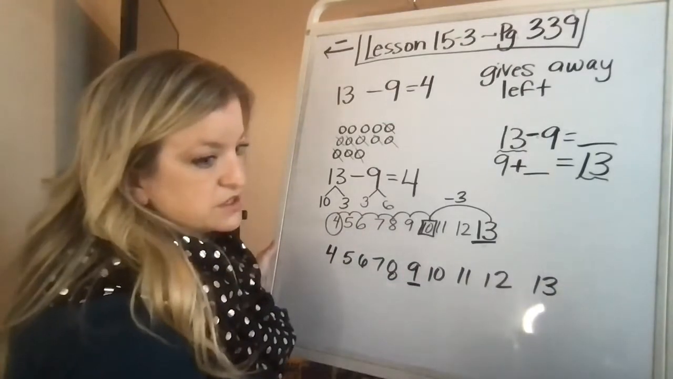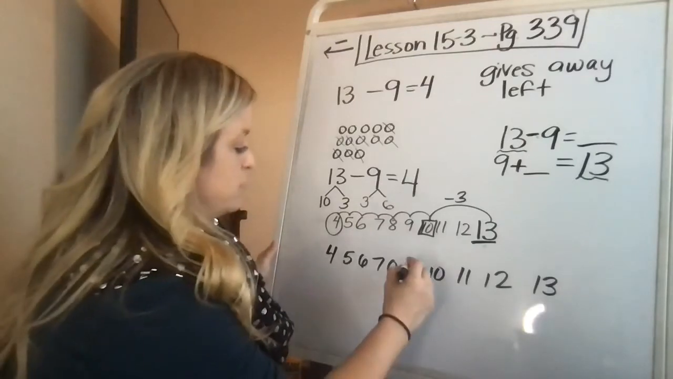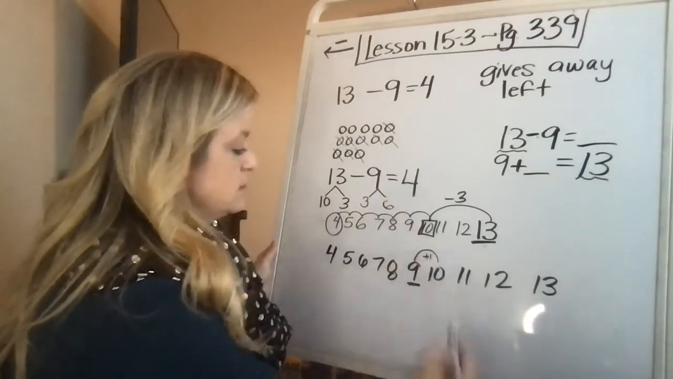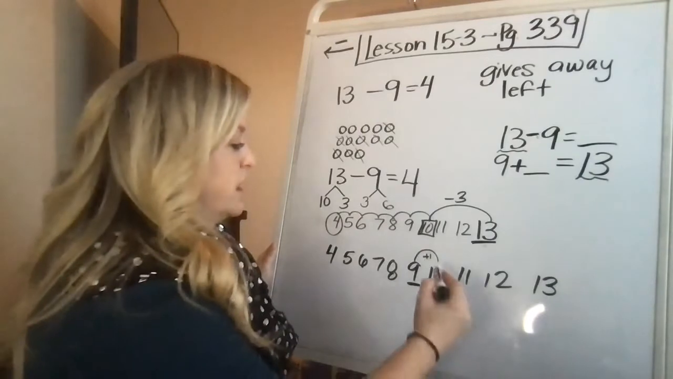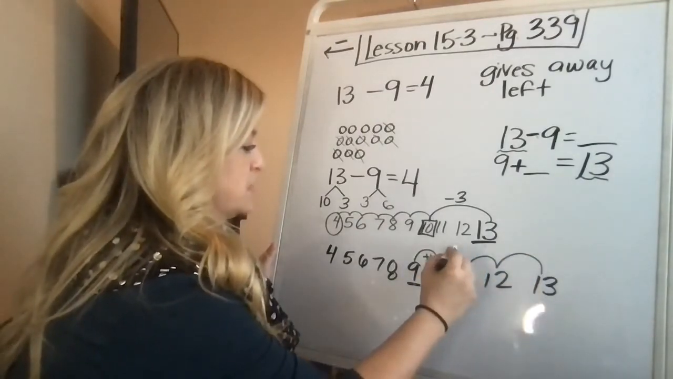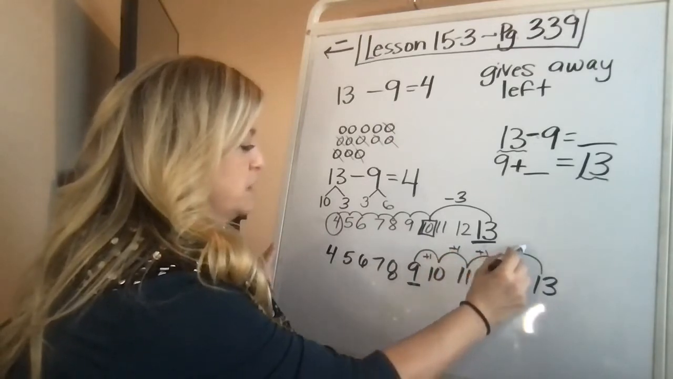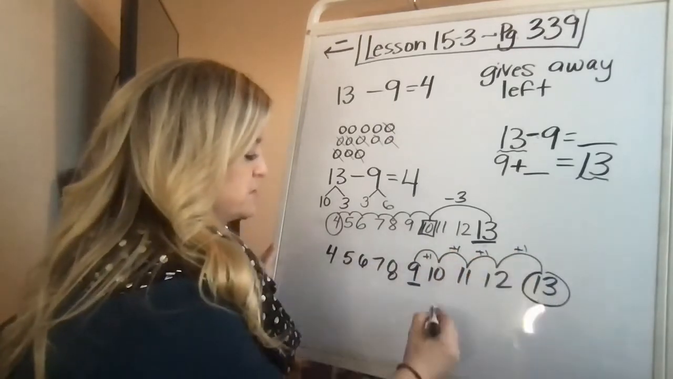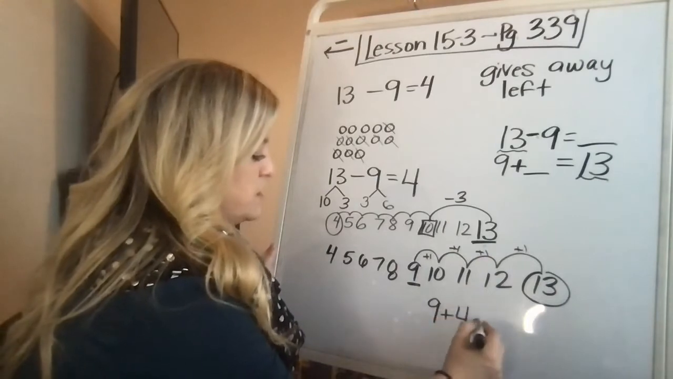And you're going to add 1, and that gets you to 10. And then you're going to add 3 more, 1, 2, 3. So this is plus 1, plus 1, plus 1, and you land on 13. So 9 plus 4 equals 13.